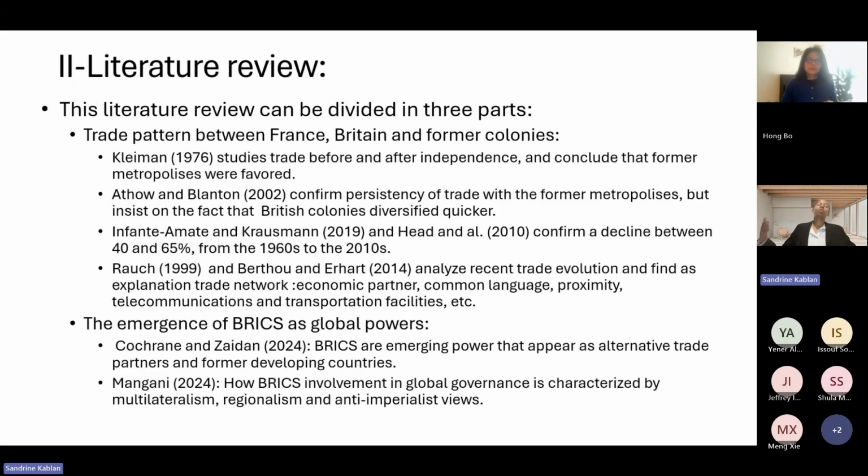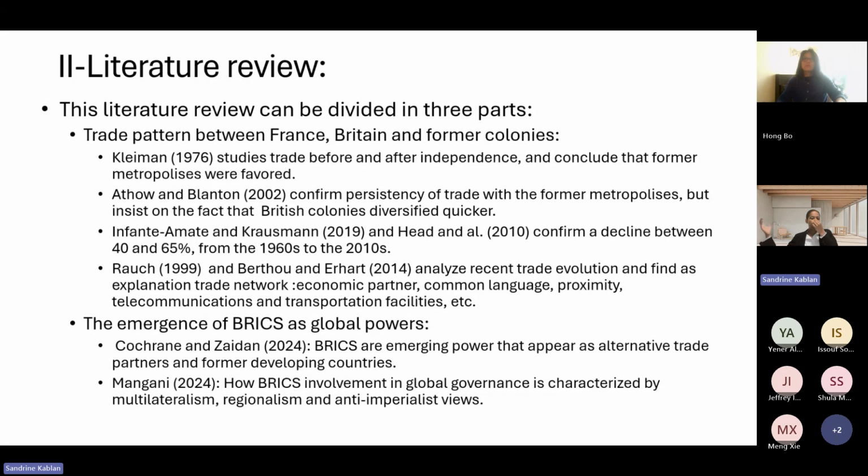One of the first papers we can quote is the one of Lyman in 1976. He studied the trade before and after independence and concluded that former metropolises were favored. Why? Because, as I explained in the beginning, one of the first elements of the economy that will last after the independence will be trade, because it's structural and it's due to the relationship set between former colonies and former metropolises.